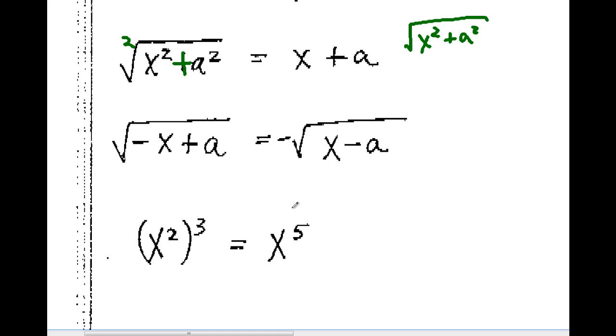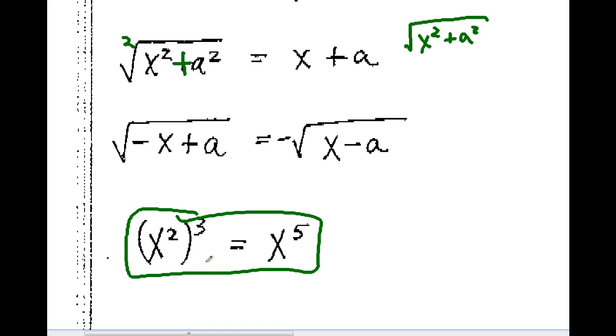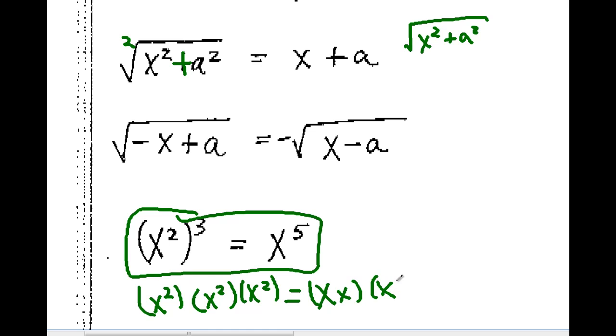Now we don't have a lot of time, so let's take a look at this one. What's wrong with this one? Anything cubed is really itself duplicated 3 times. So if you were to write this one out, you really have, so how many do you have? 1, 2, 3, 4, 5, 6. This is really equal to x to the 6.